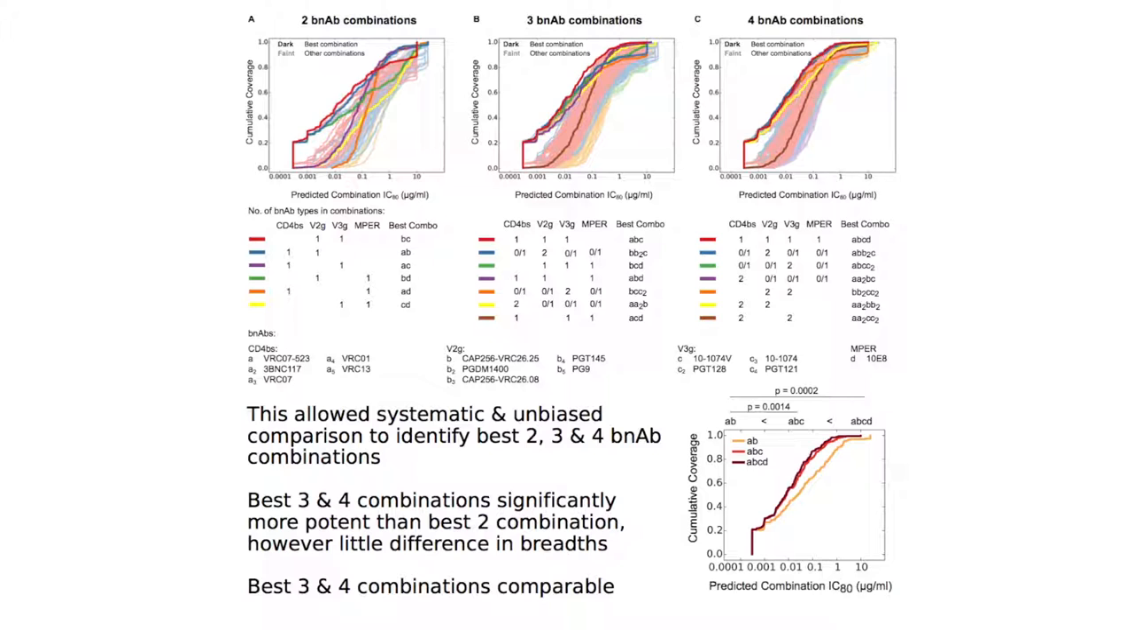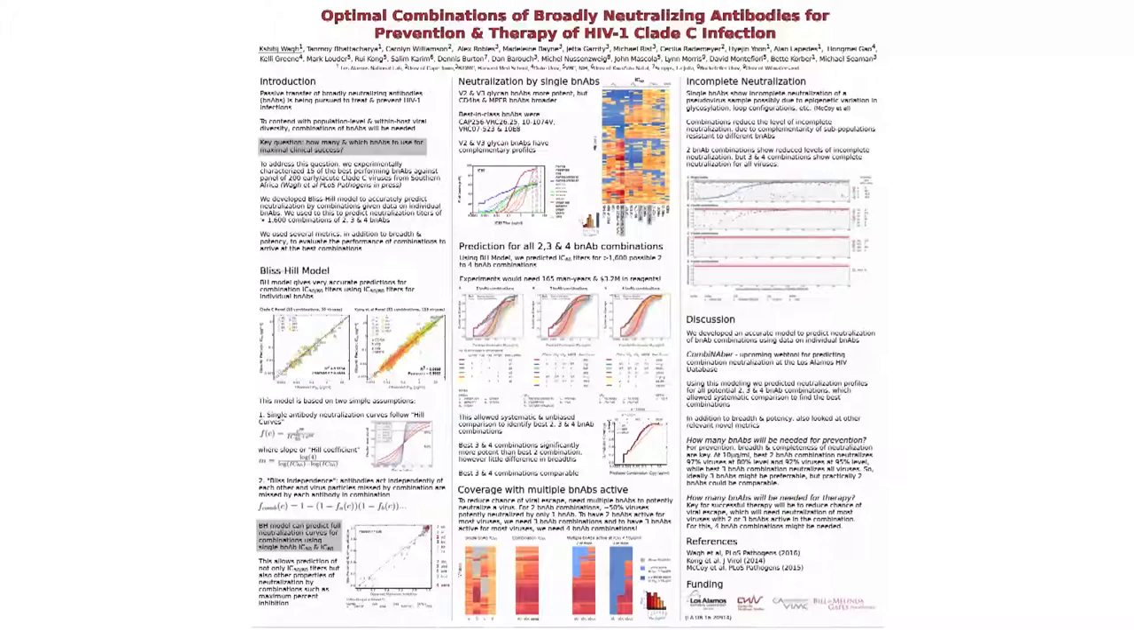By looking at the IC80 neutralization titers for these best 2, 3, and 4 antibody combinations, shown in this figure, we can see that the best 3 and 4 antibody combinations were significantly more potent than the best 2 antibody combination. However, there was little difference in the coverage between all 3 antibody combinations. The best 3 and 4 bNAb combinations showed virtually identical performance using the breadth-potency plot.